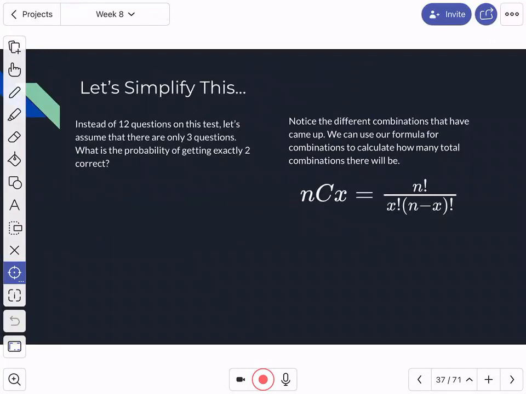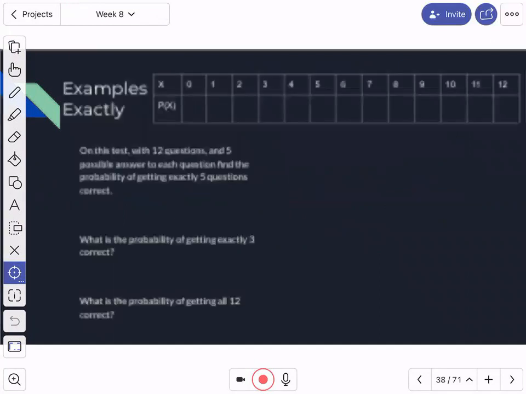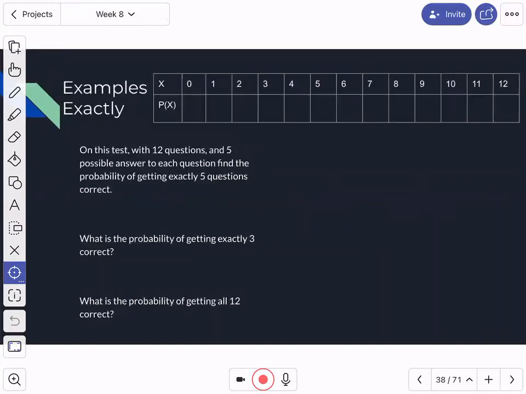We already talked about this, and you already developed the formula for me, by the way. So great job on it. Instead of 12 questions on this test, let's assume there were 3. We've already done that part. We want to know what is the probability of getting exactly 5 questions correct. Here's what we can do then.